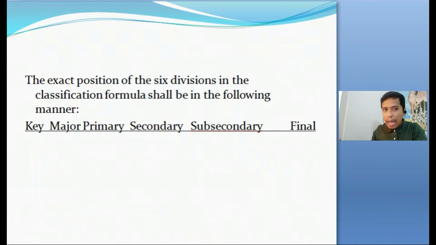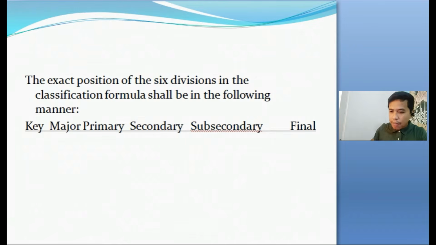Again, I am emphasizing this because this came out not just in the 2010 Criminology Licensure Examination but also in 2018 CLE. Ang chronological order. So ano ba yung chronological order? Makikita nyo sa screen. You start with the key, major, primary, secondary, subsecondary, yung pinaka-last, final. Ang tanong, does the chronological order start with the primary? Kasi sa classification, we usually start with solving the primary. The answer is no.